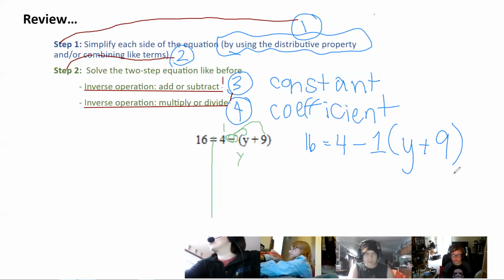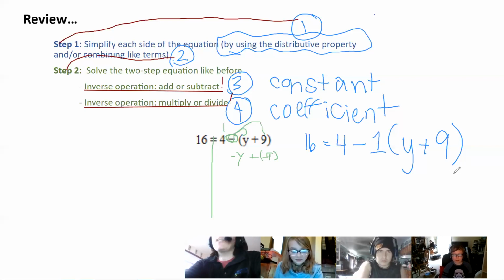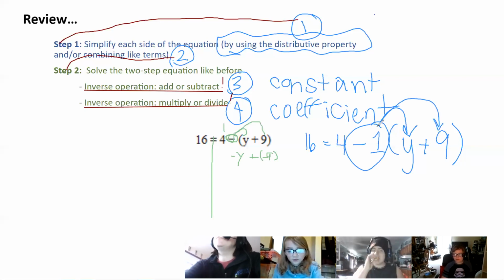What would you get on there? Yup, you get a -y. That's good. Plus looks good there. And then remember, we're distributing that. Yeah, -9. Look at that, because we're going to multiply -1 times the y and then times the 9.